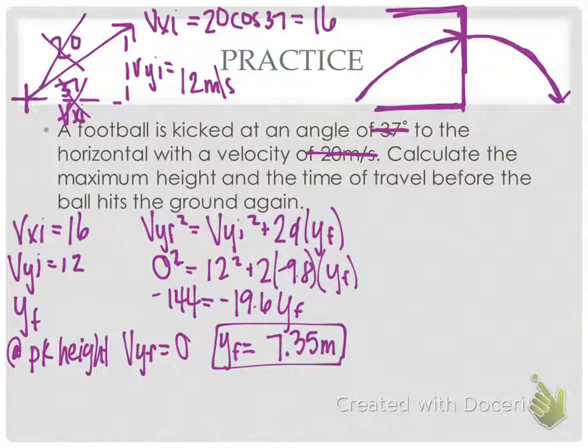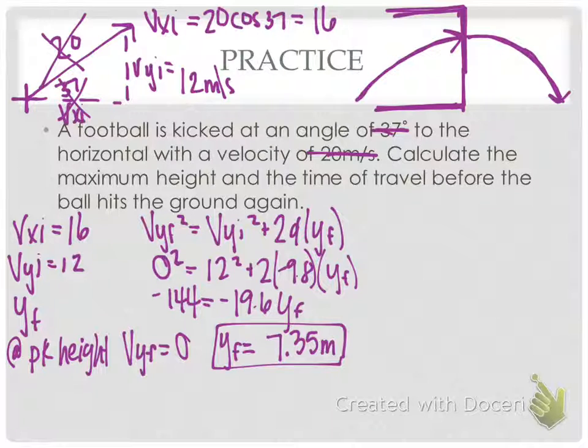This was the simplest equation for us to use because we didn't have time. We could have solved for time to peak height and then used any of our equations, either the second or really the third, to solve for that. But that's saving us a step here. Do we agree with that 7.35 meters? Now let's go about solving for time.